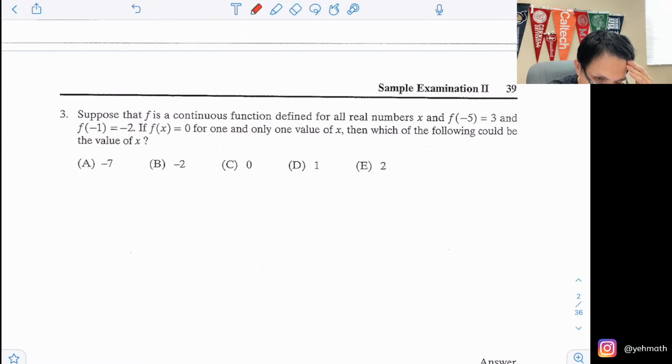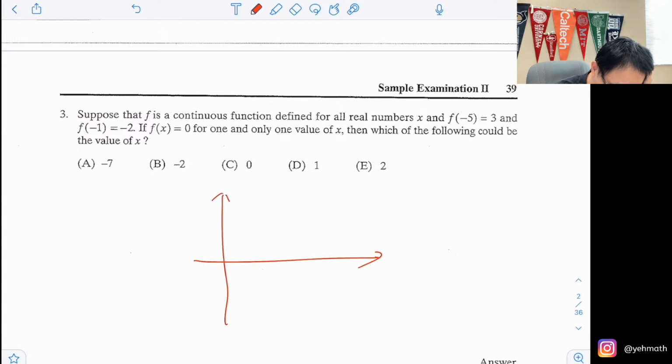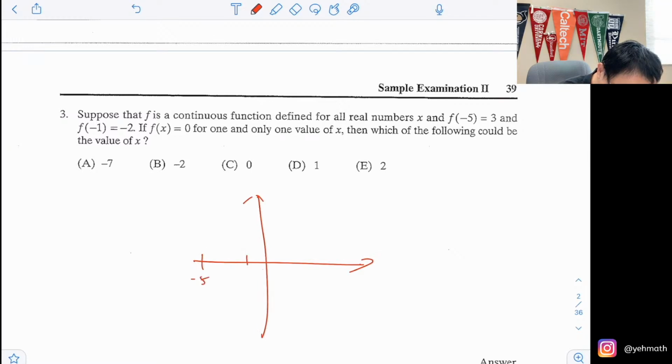Suppose that f is a continuous function, f of -5 is 3. So this is the way you're going to draw it. Let's just say I have -5 and -1. f of -5 is equal to 3, so 1, 2, 3, it's going to be right here. And f of -1 is equal to -2. They say it's a continuous function, so just draw a straight line. If it doesn't have a continuous function, then you cannot draw a straight line.